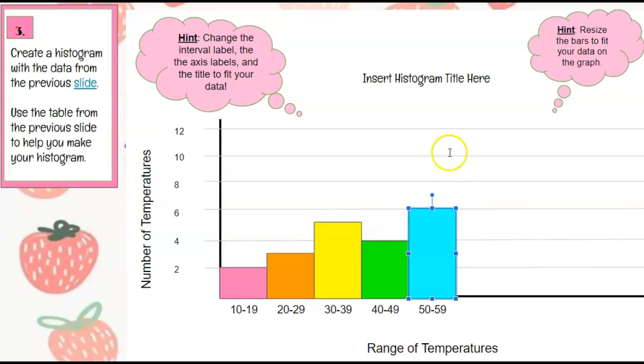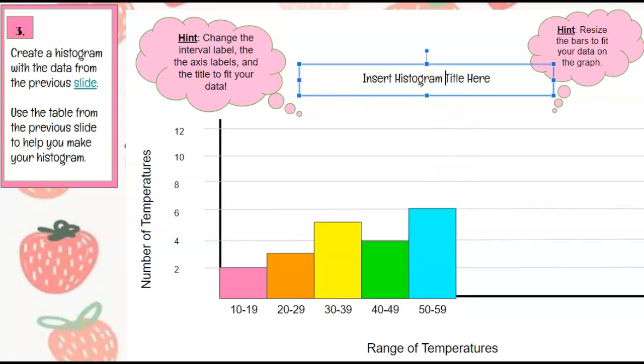You have your histogram. Oh, I forgot to label it. So I'm going to label this high temperatures in Fahrenheit during winter. Be helpful if I spelled that correctly. And there you are. That's all of your practice problems for Thursday.